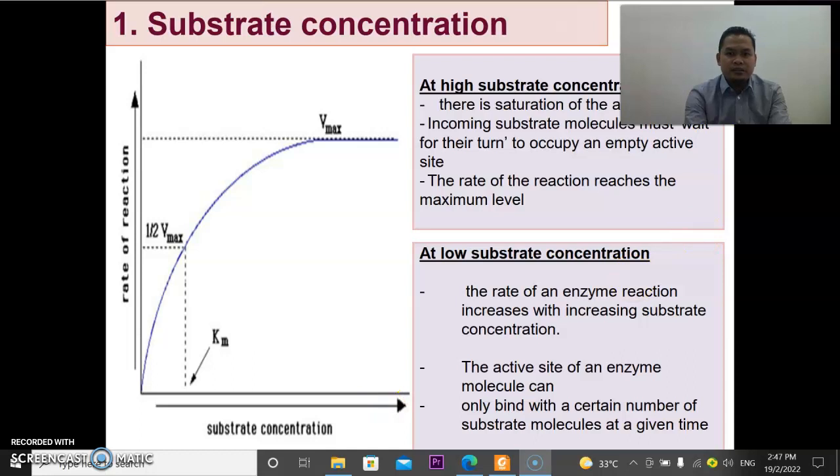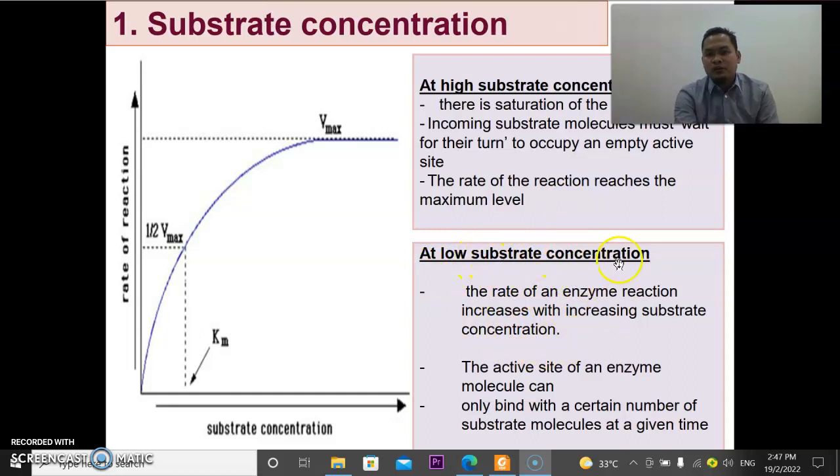Kita akan bandingkan tentang dua situasi, di mana yang pertama kita akan fokus bagaimanakah rate of the reaction pada low substrate concentration. Ini adalah kawasan di mana low substrate concentration. Pada keadaan di mana low substrate concentration, the rate of enzyme reaction akan increase. Nampak tak dia akan increase? Increase with the increase of the substrate concentration. Pada keadaan ini, increase of the rate of reaction ini berlaku directly proportional to the substrate concentration.